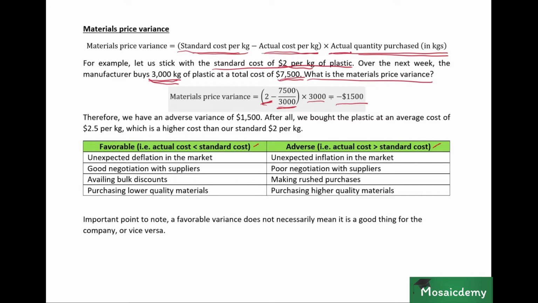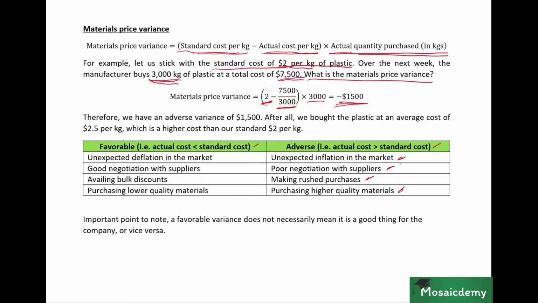The reason for this adverse variance in our example could be that there might have been unexpected inflation in the market causing the price of plastic to increase. Maybe the manager negotiated poorly with suppliers. Initially he had agreed $2 with them, but then the suppliers pushed him and he agreed to pay more than that. Maybe he made rushed purchases, and because of the short-term notice, he had to pay a higher price to get the materials quickly. Or maybe he actually bought higher quality plastic, and because the quality was higher, he had to pay a higher price for it as well.